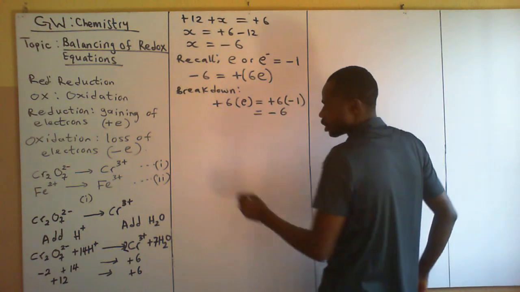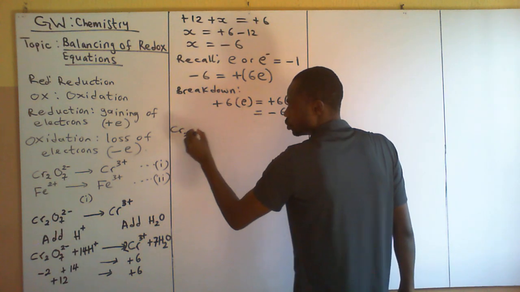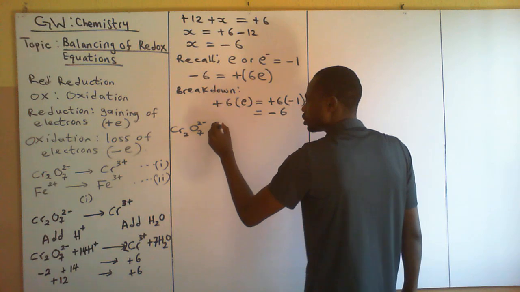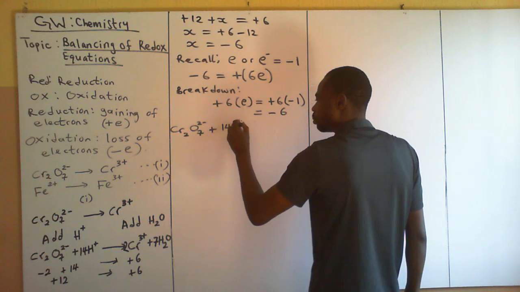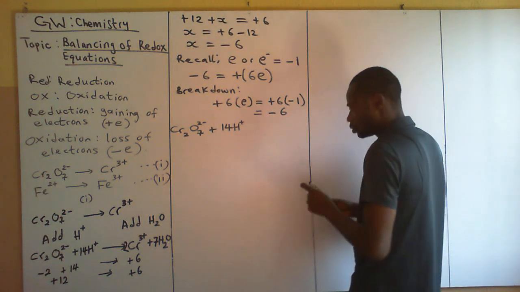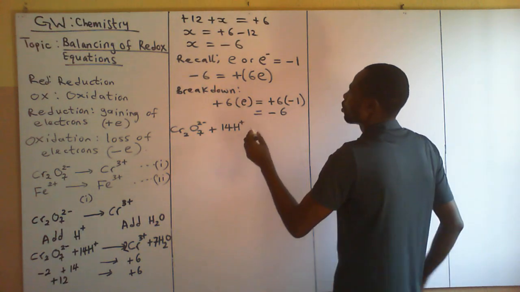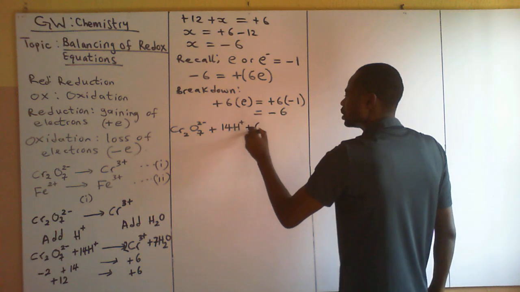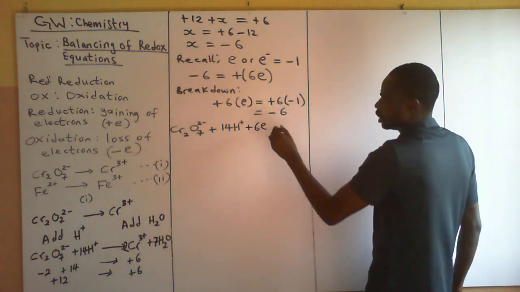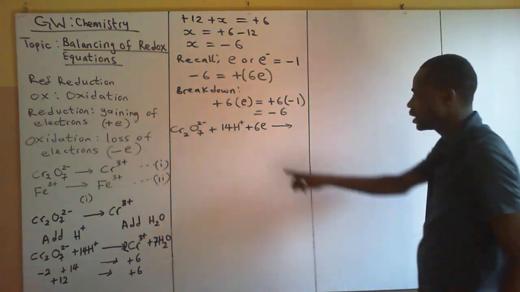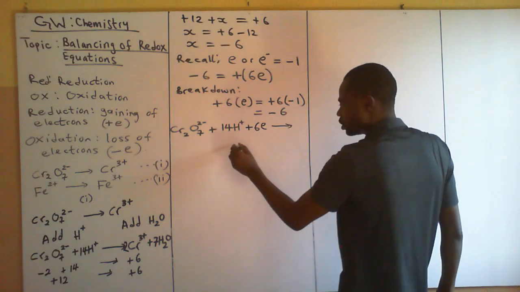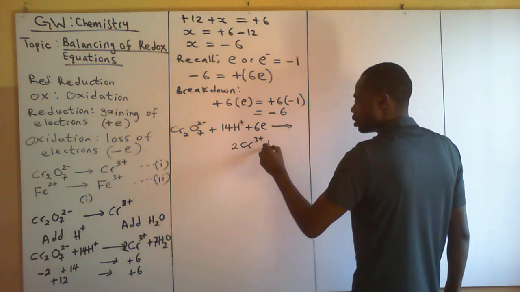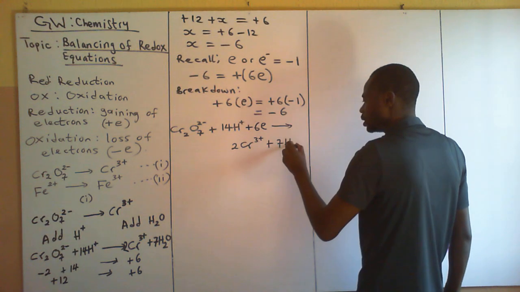We come down. It becomes Cr2O7 2 minus plus 14H plus, plus 6E. It will give us 2Cr3 plus, plus 7H2O.